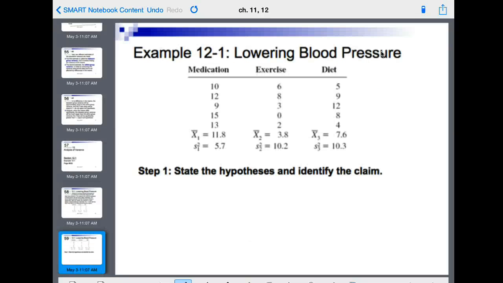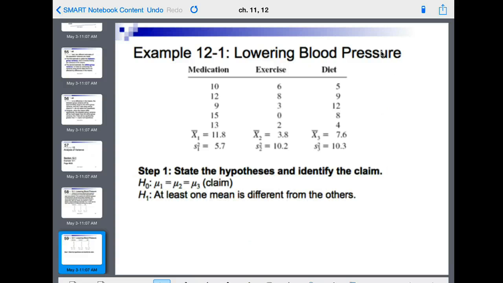So here it is. State the hypothesis. The first step is to state the hypotheses. Pretty easy. Mean 1 equals mean 2 equals mean 3, and the alternative is at least one mean is different from the others.